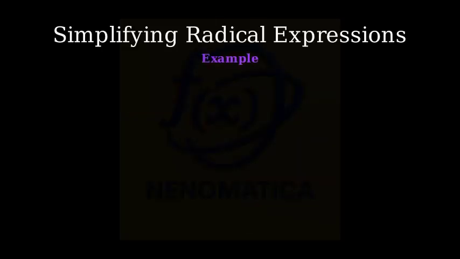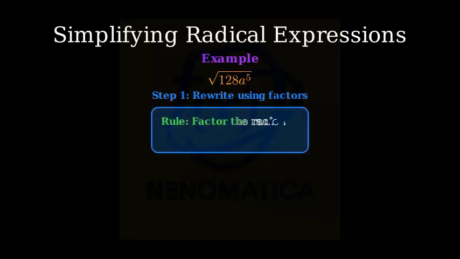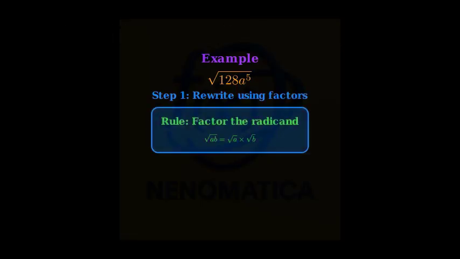Let's look at our example. We want to simplify the square root of 128a to the 5th power. To simplify this radical expression, we need to apply the properties of radicals. First, let's rewrite 128 as a product of factors to find the largest perfect square factor. We can rewrite 128 as 2 times 64. And a to the 5th can be written as a to the 4th times a.